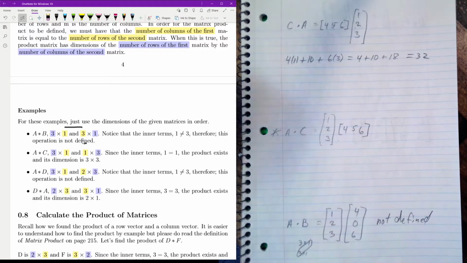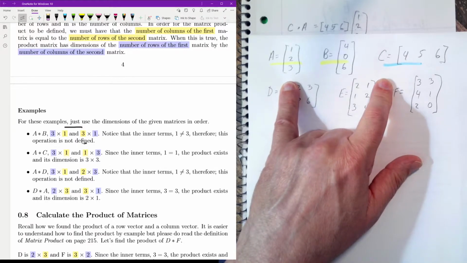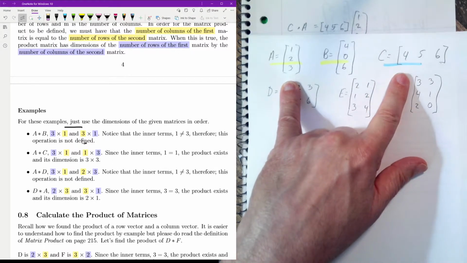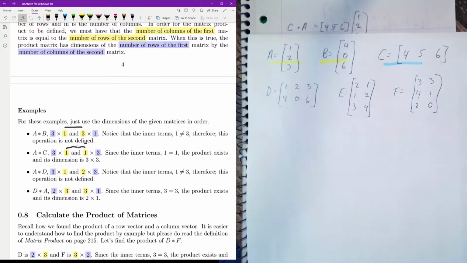A times C, which is a 3 by 1 and a 1 by 3. We notice that the inner numbers are equal. So the matrix product is defined, and the dimension of the output is going to be a 3 by 3 matrix. So when we're done multiplying this, we're going to have a 3 by 3 matrix.